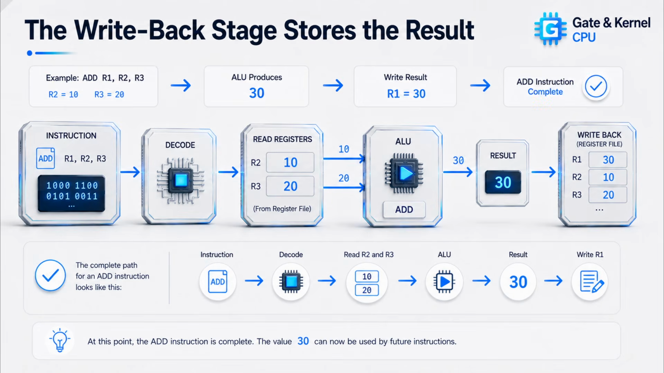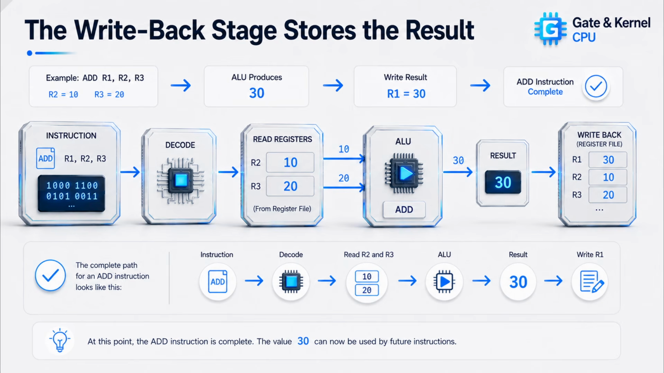11. The write-back stage stores the result. After an operation is completed, the result often needs to return to the register file. This is called the write-back stage. Return to our ADD example. R2 equals 10. R3 equals 20. The ALU produces 30. The CPU then writes R1 equals 30.